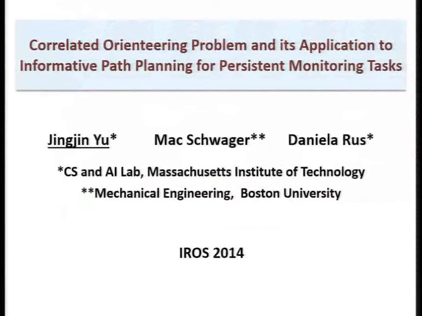Hi. In this work, we introduced and solved an informative path planning problem called the correlated orienteering problem. Our goal is to enable one or multiple mobile sensing robots with limited travel range to optimally collect information over a network of spatially distributed and correlated nodes.